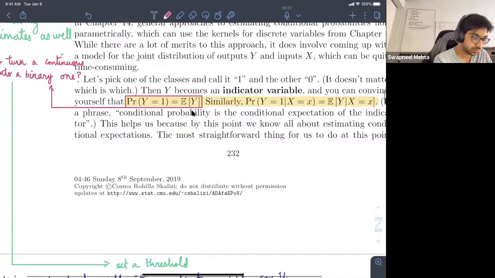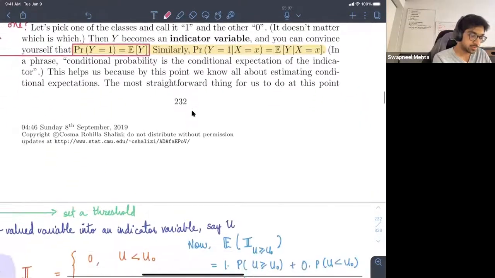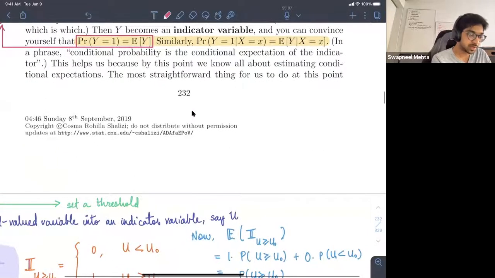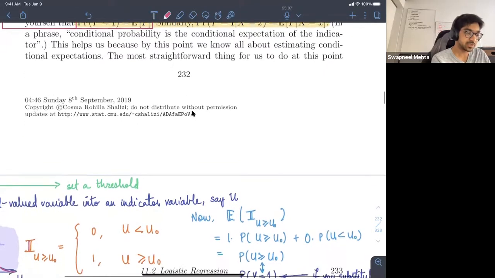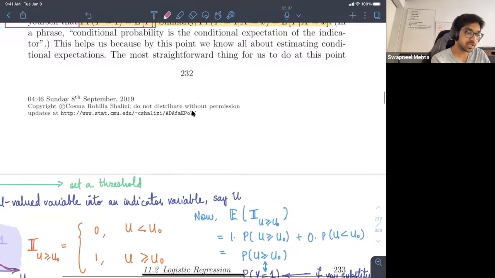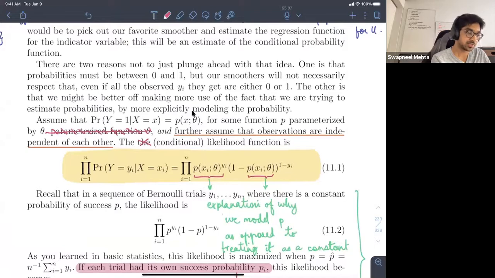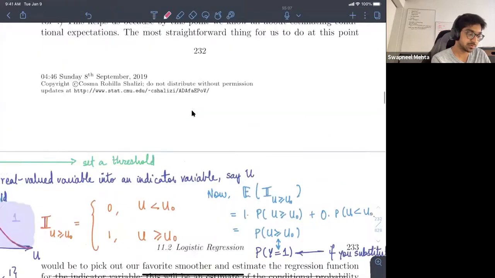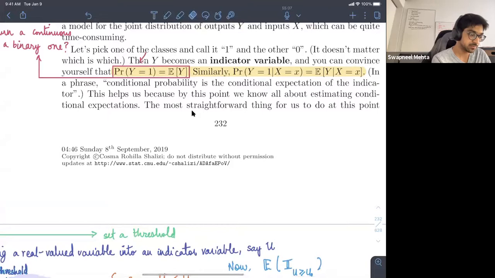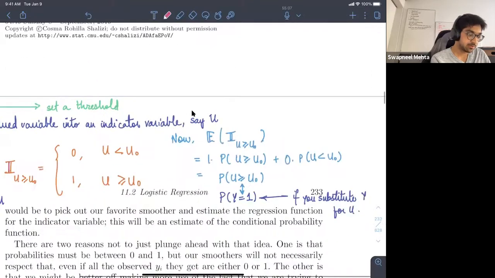Okay, very good. So in a line, conditional probability is the conditional expectation of the indicator. This helps because by this point we know all about estimating conditional expectations, right? So the most straightforward thing to do at this point is just to pick a favorite smoother and estimate the regression for this indicator variable, this y is equal to 1 thing. And we know how to do that.